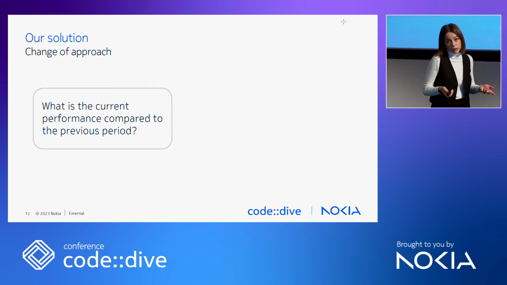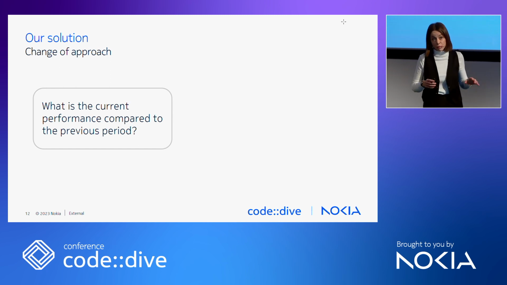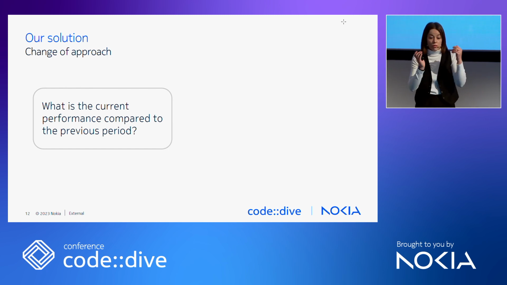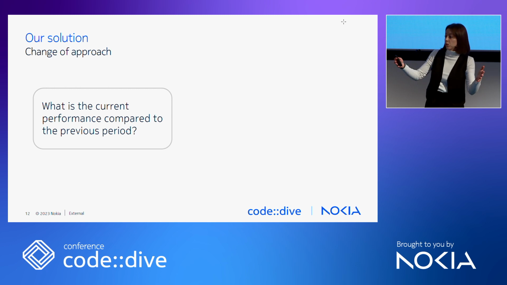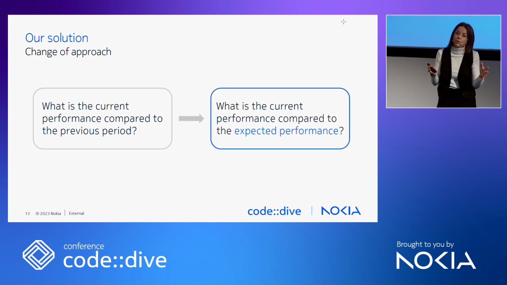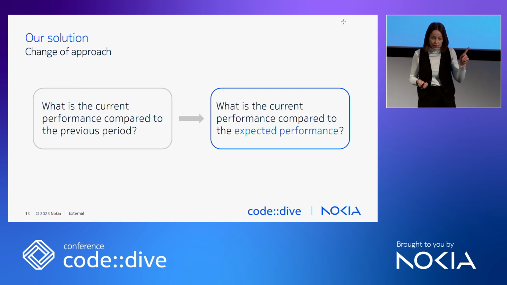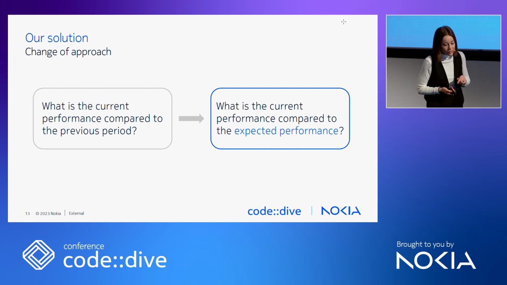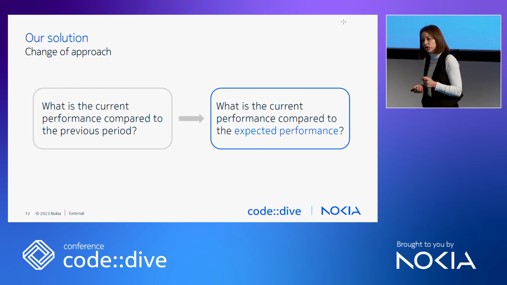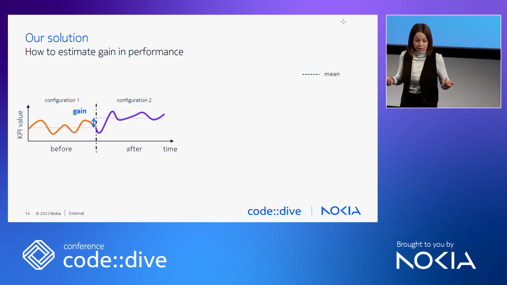So what my team did is we shifted the way of perceiving this problem. Instead of a typical approach, which is what is the current performance compared to the previous performance, we asked ourselves a slightly different question, which is what is the current performance compared to the expected performance? And by expected performance, I mean the performance that we would most likely observe in the network if the configuration change didn't really occur.